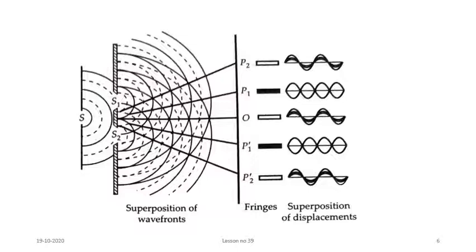Now, let us derive the conditions for the intensity of light. Fine. Now let the wave coming out from the slit S1 be Y1. Y1, the displacement, equals A1 sine omega t, and let the wave coming out from slit S2 be Y2 equals A2 sine omega t plus phi.